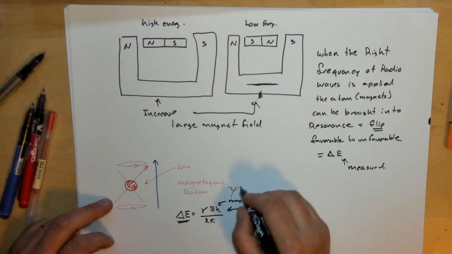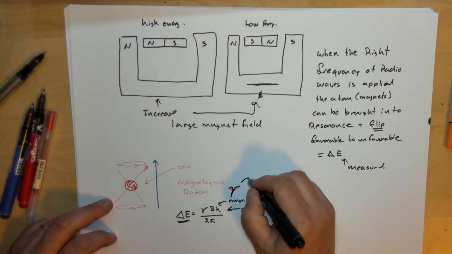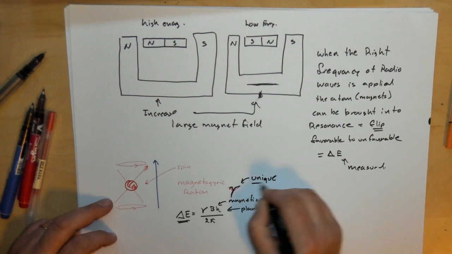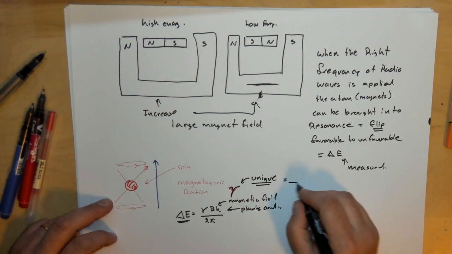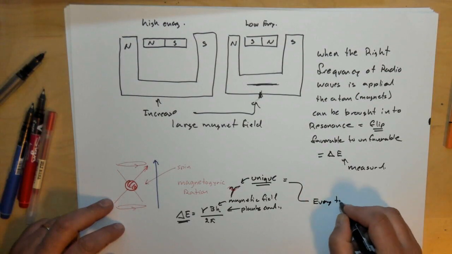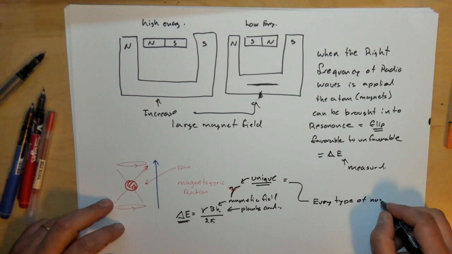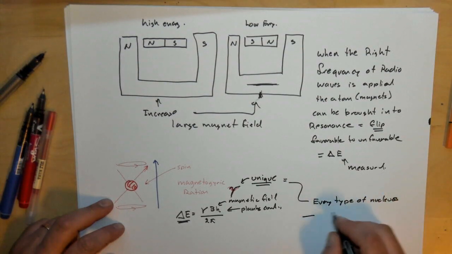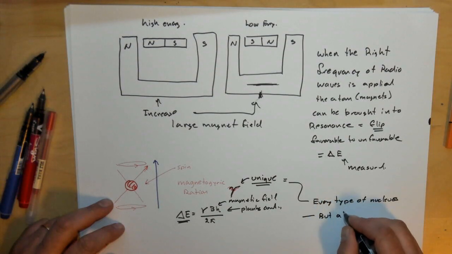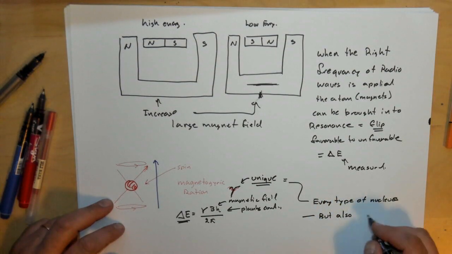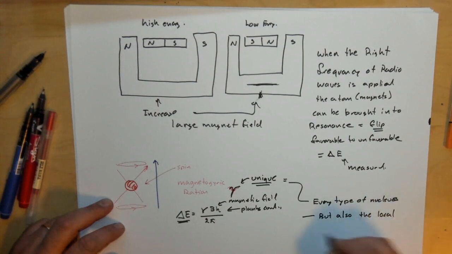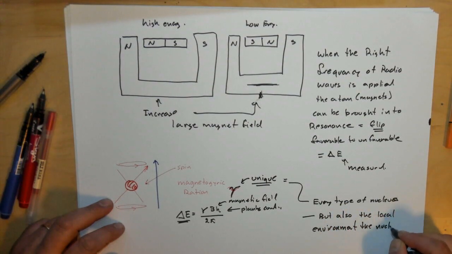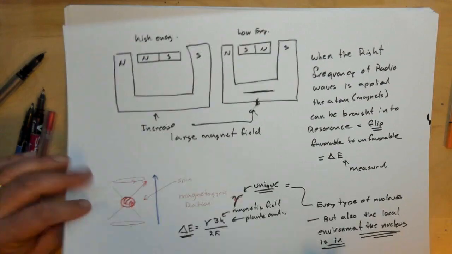The reason I bring this up is that this value here is unique. And it's unique for every type of nucleus, but also the local environment the nucleus is in.